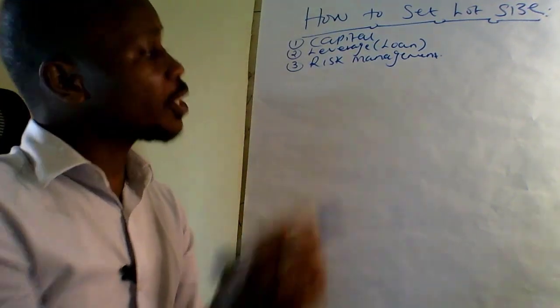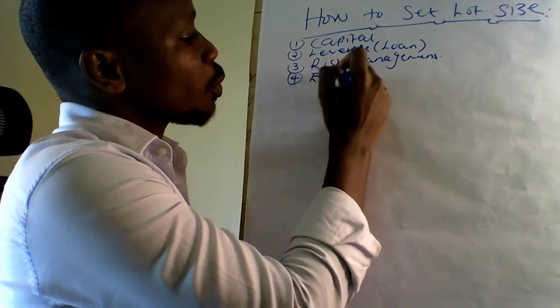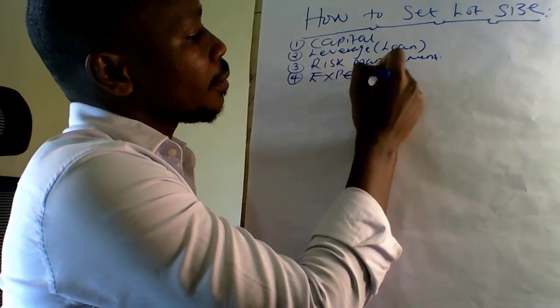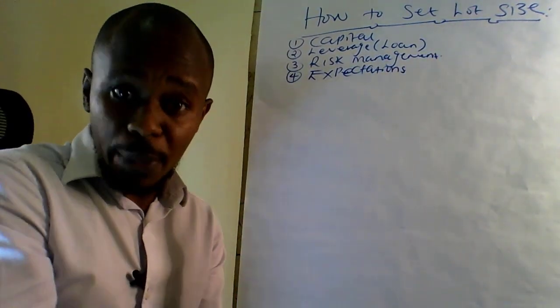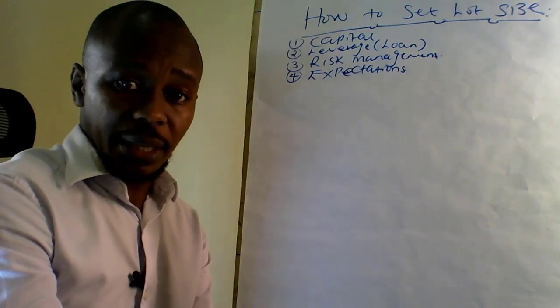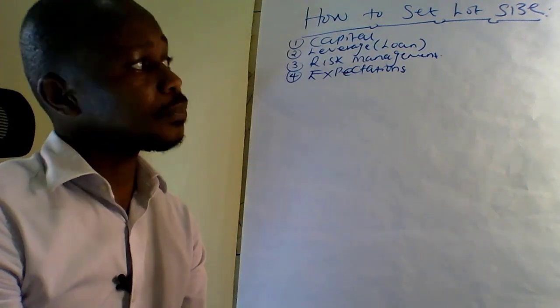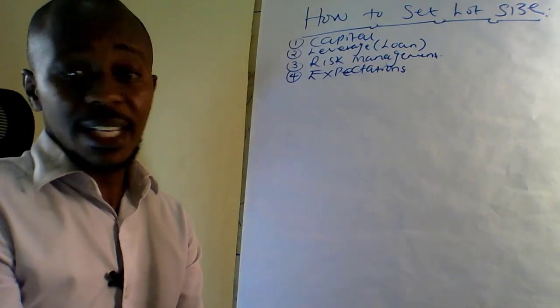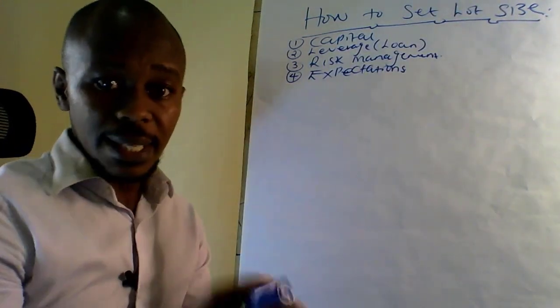And then the last point, point number 4, is your expectations as a trader. Are you having realistic expectations? Are you coming in with a get-rich-quick scheme mentality? Because that does not work. If you have realistic expectations, then that will affect your lot size. Let's see how.